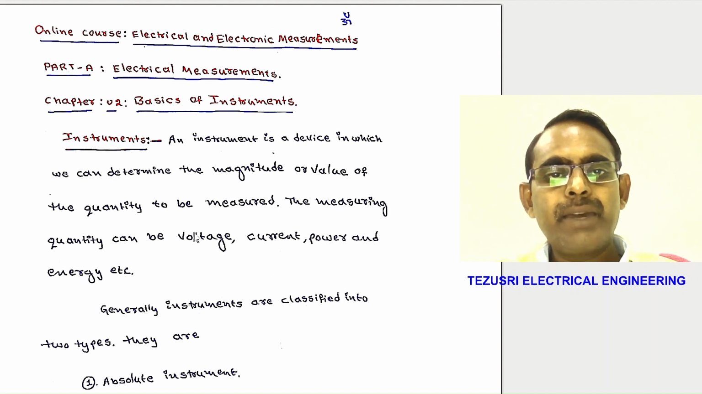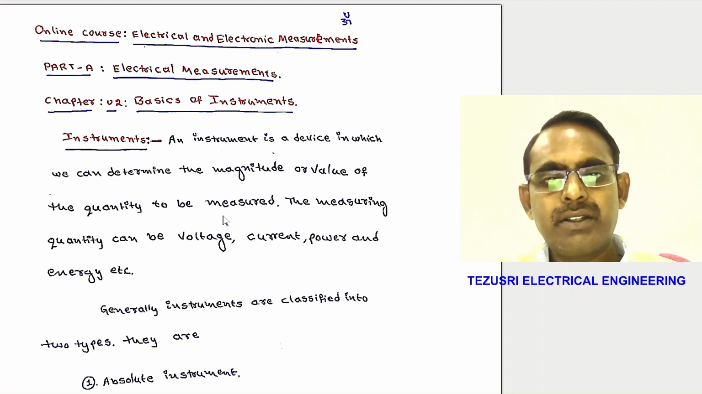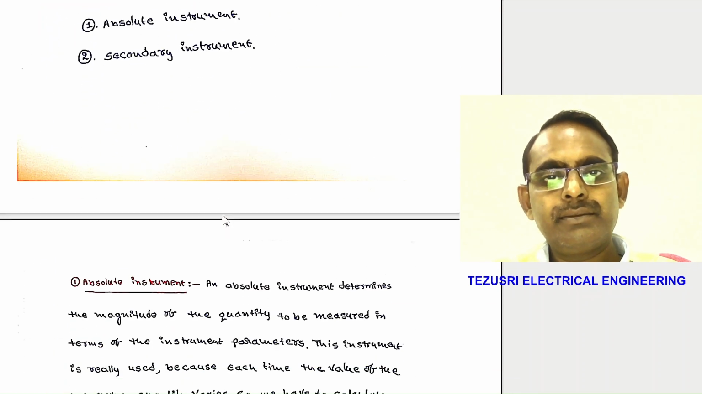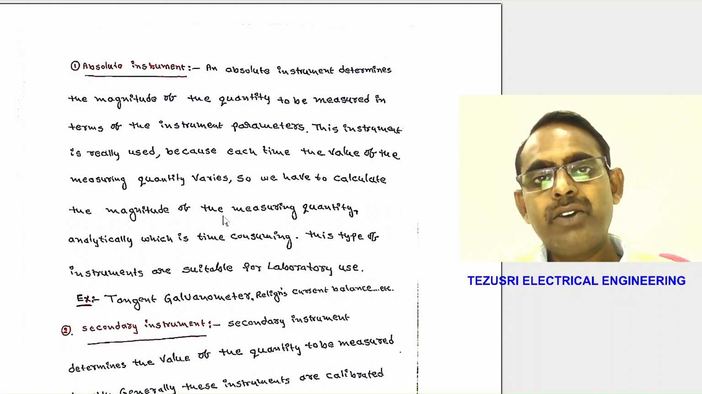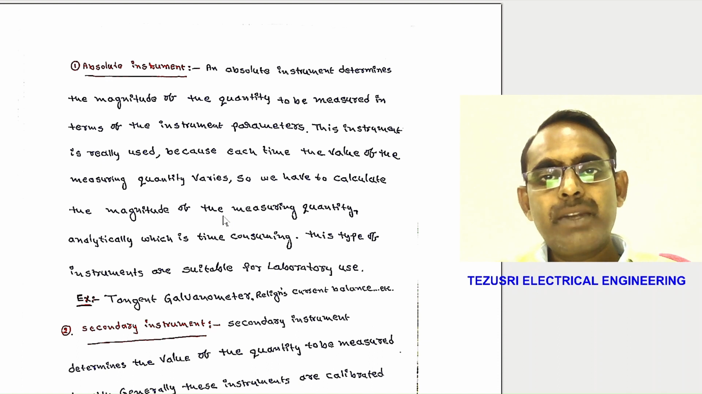Generally, instruments are classified into two types: absolute instruments and secondary instruments. An absolute instrument determines the magnitude of the quantity to be measured in terms of instrument parameters. This instrument is rarely used because each time the value of the measuring quantity varies, so we have to calculate the magnitude analytically, which is time consuming. This type of instrument is more suitable for laboratory use.